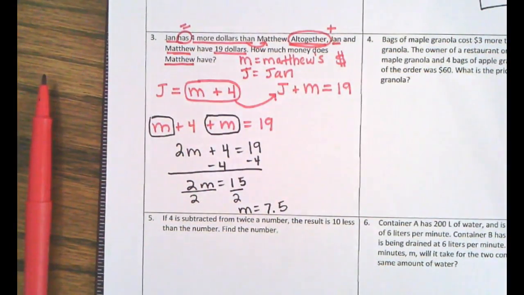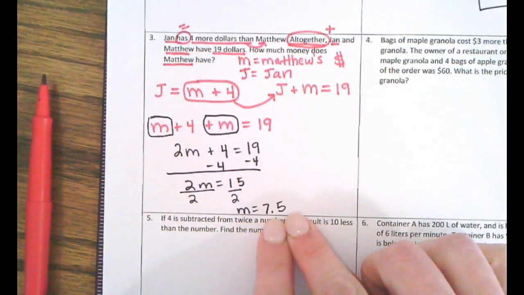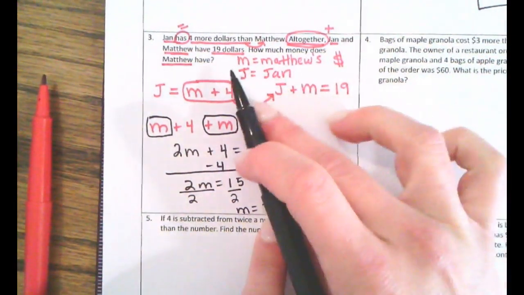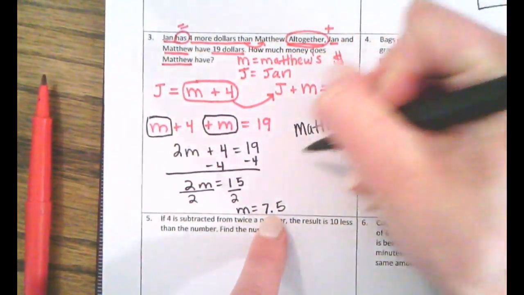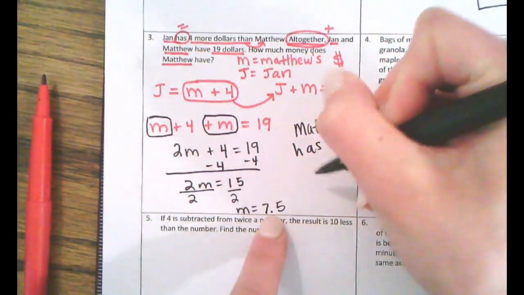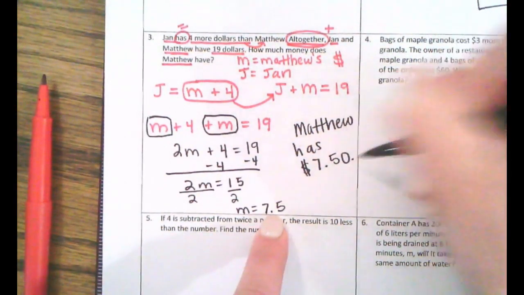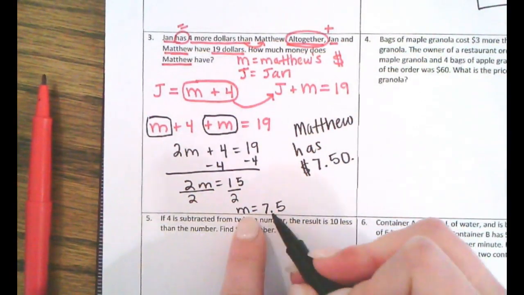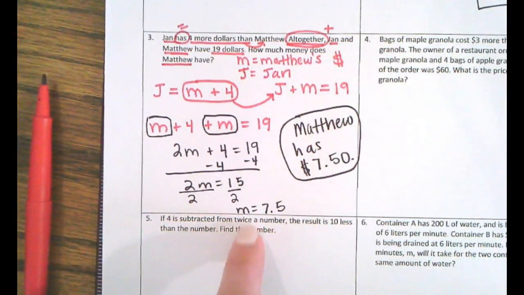Now, some of our things may or may not make sense as decimals, but this represented Matthew's money, and money can be written as a decimal form. So my final answer, answering the question, how much money does Matthew have? Matthew has $7.50. That's what this 7.5 means, and that's what I got for M. All right, there we have solved the problem.